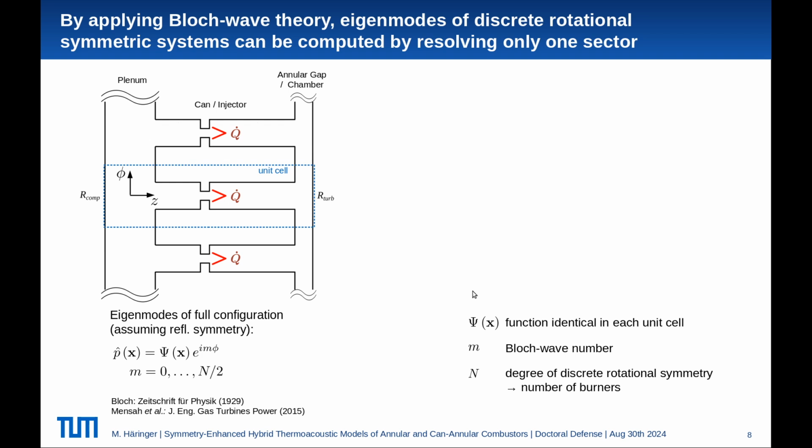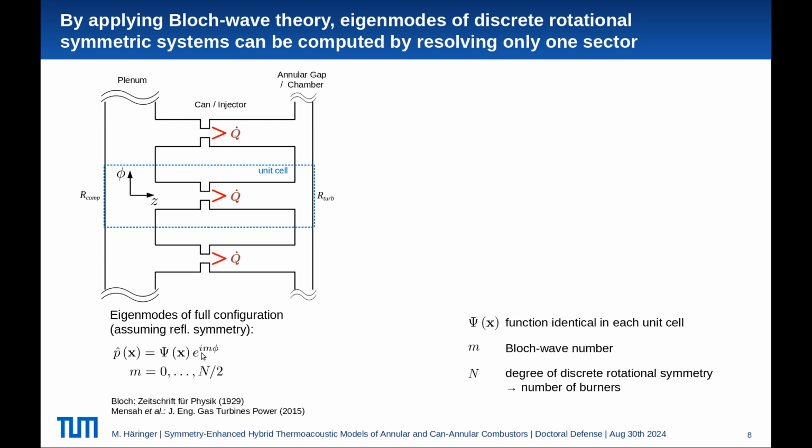Okay, before we go to the models itself, let's consider some theory. We already saw that our systems of interest have a certain discrete rotational symmetry with this unit cell you see again here. According to Bloch wave theory, the eigenmodes of such a system, the thermoacoustic eigenmodes, can be written in that form here, where we have a so-called unit cell solution, this psi, which is a function identical in each unit cell, multiplied by this phase modulation here.